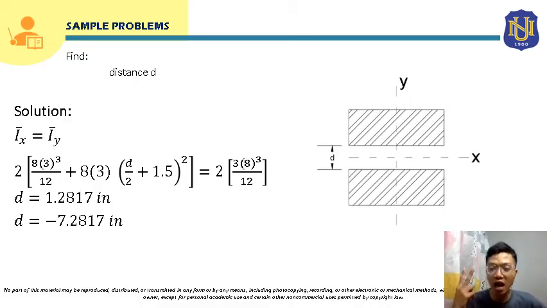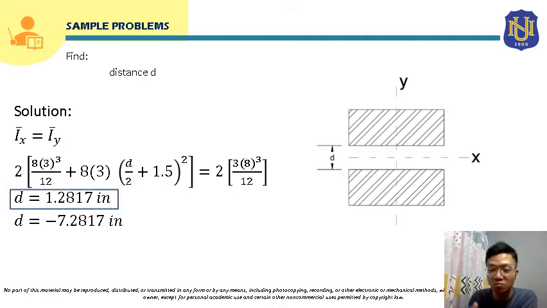Okay, so with these two possible values of D, we will choose which answer is logical. So in this case, it's not logical that our distance is negative, so there is no negative distance. So we will use d equal to 1.2817 inch as the answer. So this will be the answer for this.